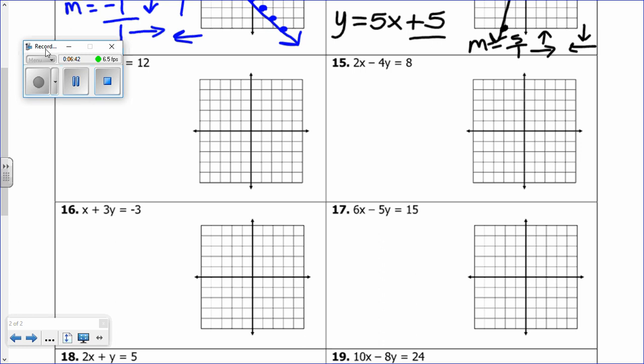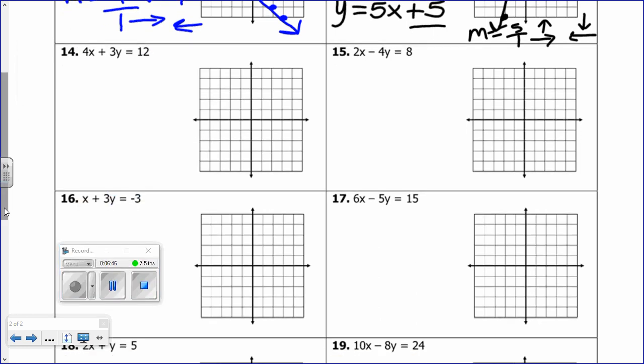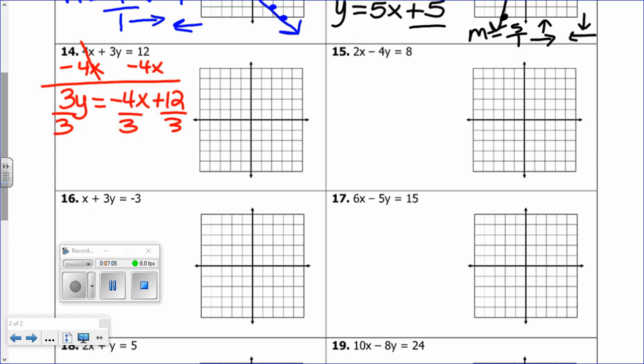All right, let's do it again. Move this out the way. All right, so we got 4x plus 3y equals 12. So we need to get y by itself. So we're going to subtract 4x from both sides. That cancels. We have 3y equals negative 4x plus 12. And then you're going to divide by 3.